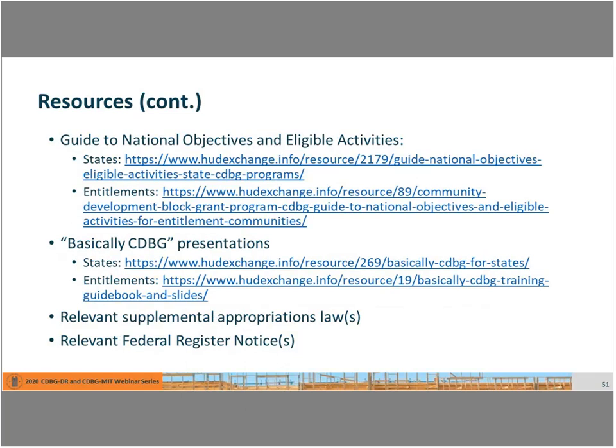And then you also have basically the CDBG presentations, and one thing to always emphasize, especially in a disaster recovery context, is make sure you are familiar with the appropriations and the Federal Register notices attached to the money that you received. Again, there has been some evolution in the requirements along the way, so even if you're a multi-year grantee, you need to know which Appropriations Act and which Federal Register notices apply to which pot of money that you're working with. So always make sure you're tracking that as well.